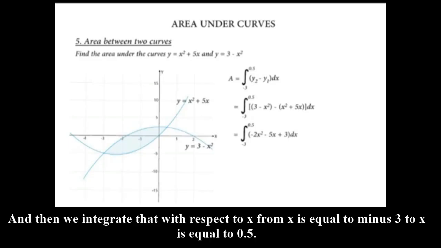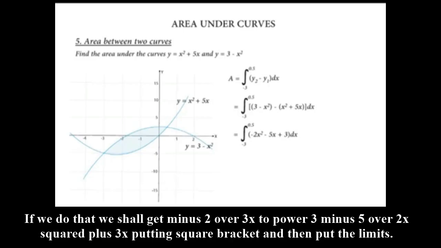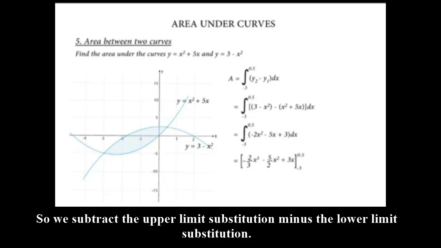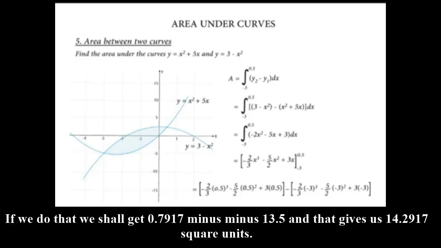And then we integrate that with respect to x from x is equal to minus 3 to x is equal to 0.5. If we do that, we shall get minus 2 over 3 x to power 3 minus 5 over 2 x squared plus 3x, putting square brackets and then the limits. So we subtract the upper limit substitution minus the lower limit substitution. If we do that, we shall get 0.7917 minus minus 13.5, and that gives us 14.2917 square units.